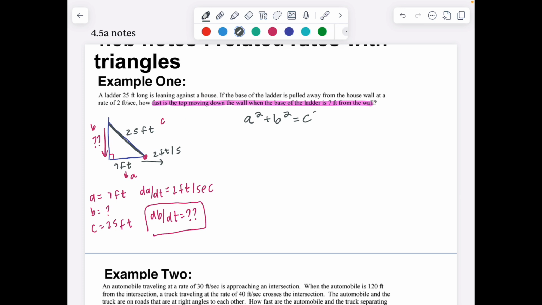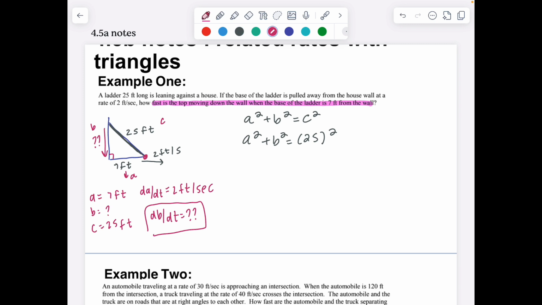And sorry, I wrote this equation wrong. It should be A squared plus B squared equals C squared. The ladder is never changing. And so I actually can take my equation and know that C squared, 25 squared, is going to be a constant. That's not going to change, and so I can go ahead and plug that in now.